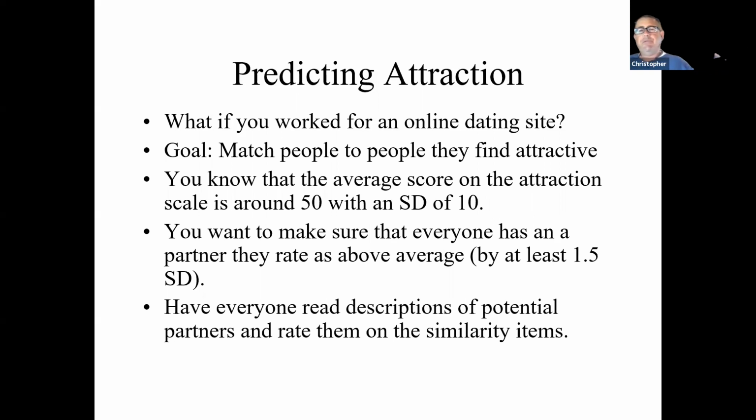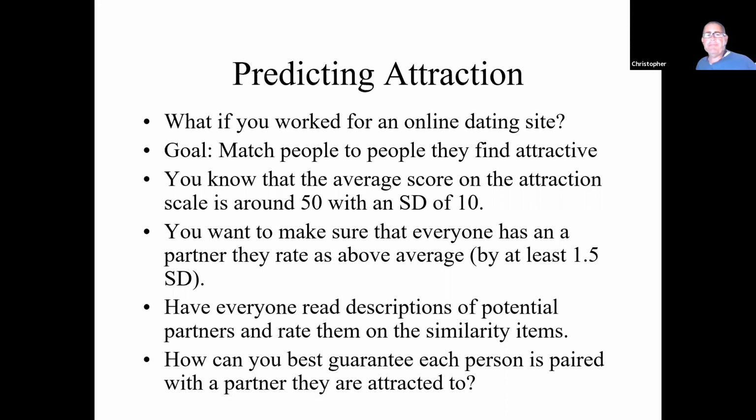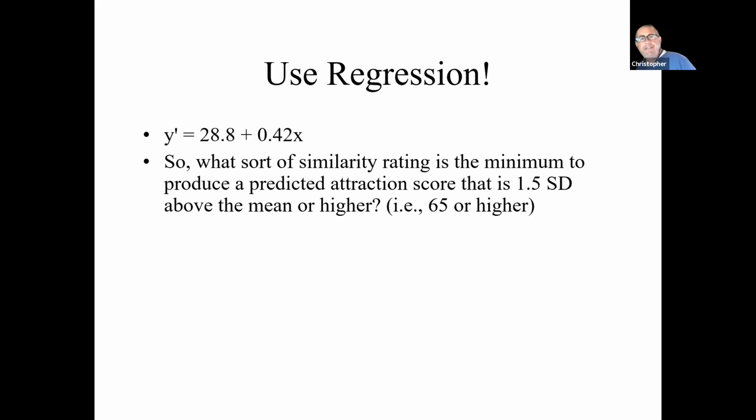This is where you get into these personality profiles that people have to fill out and things of that nature. I have everyone read descriptions of potential partners, rate them on similarity items. So how can we use this information to guarantee each person is paired with somebody they're attracted to? And of course, the answer is that we can use regression. Based on this regression equation, we need to figure out what sort of similarity rating is the minimum to produce a predicted attraction that's 1.5 standard deviations or higher above the mean. So the minimum to produce a 65 or higher.